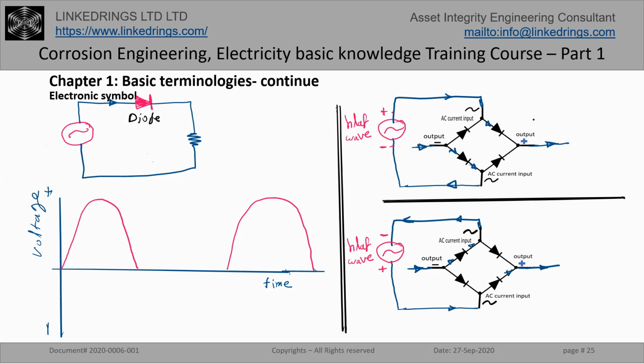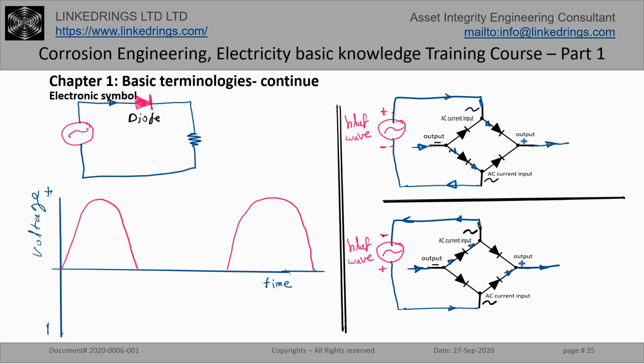What will happen if I have this kind of shape? Here we have 4 diodes, and the AC source is connected in this way. The current will go to the load, and it will return to the other side here. So these 2 points are the output circuit, and this is positive. Okay, what will happen during the other half wave?